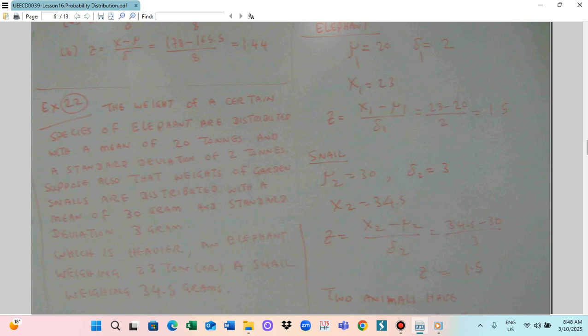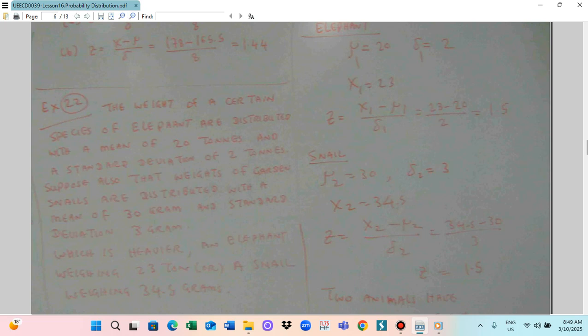For the snake, mean mu 2 is given as 30, and delta 2 is also 3. So this snake got the weight 34 by 5. So H2 is equal to 34 by 5. Then you calculate Z. Z is equal to H2 minus mu 2 divided by delta 2.